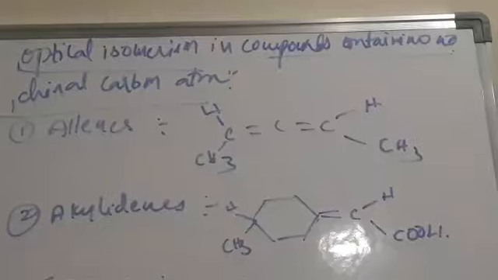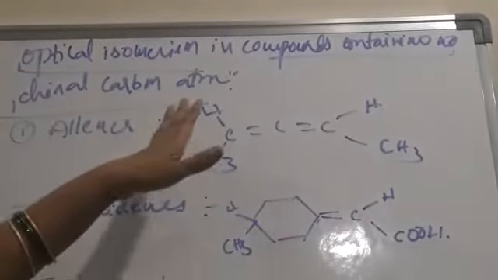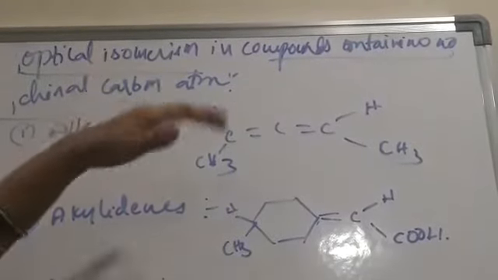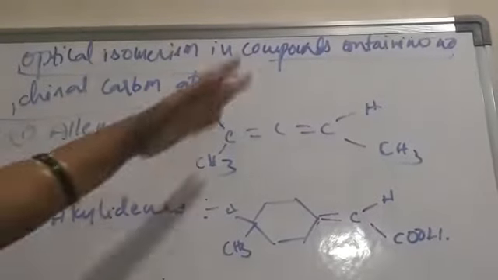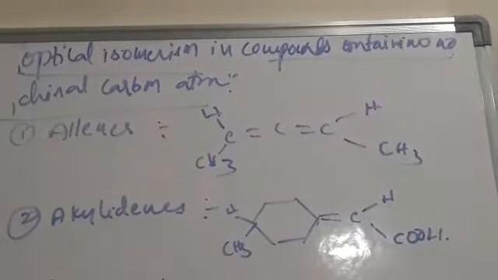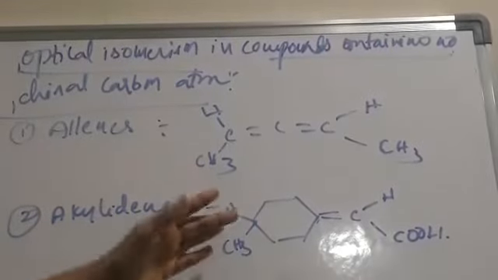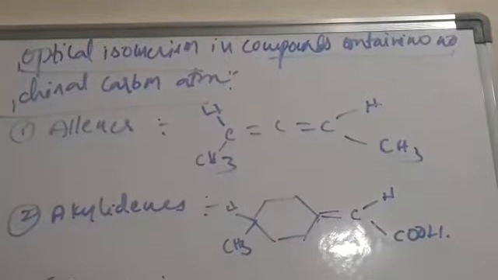Then, some organic compounds are there. Compounds which do not contain any chiral carbon atom can also exhibit optical isomerism. They do not have a chiral carbon, but they exhibit optical isomerism. That is due to overall dissymmetry in their structure. Okay?